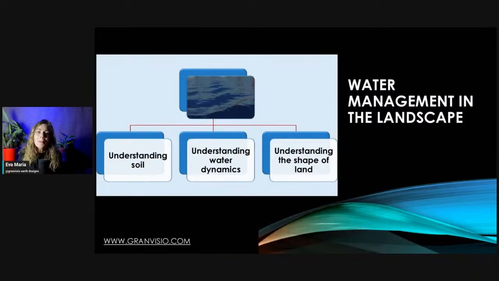So in a nutshell, managing water in the landscape involves understanding soil particles, water dynamics, and the specific characteristics of different sections of the slope. It's like creating a balanced and resilient ecosystem where human activities work harmoniously with the natural landscape.